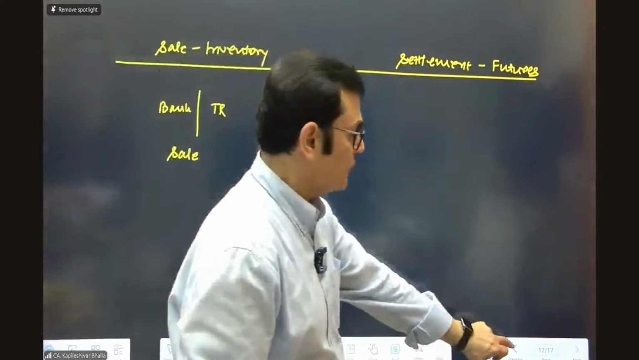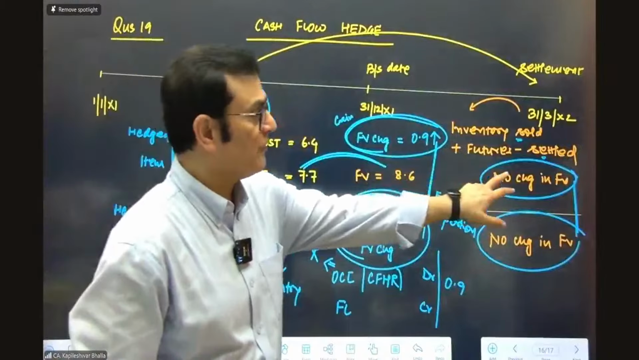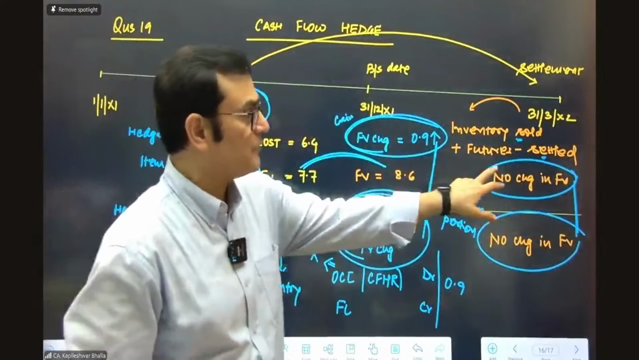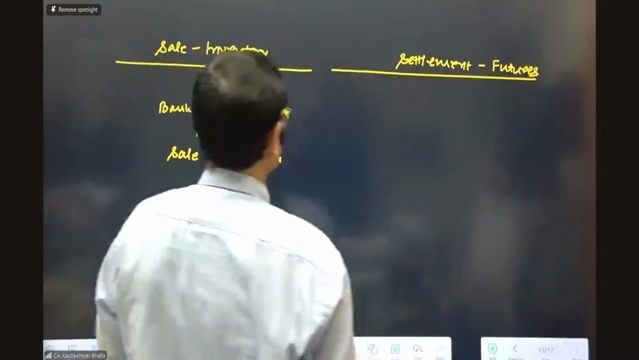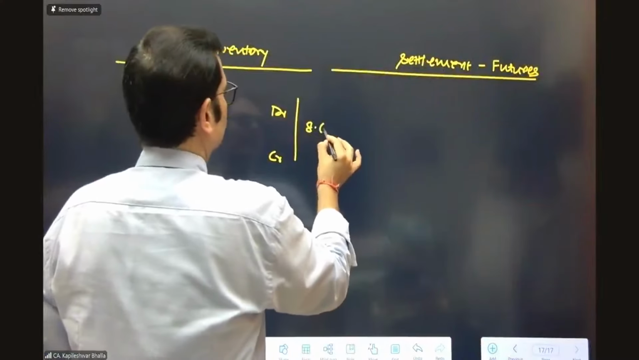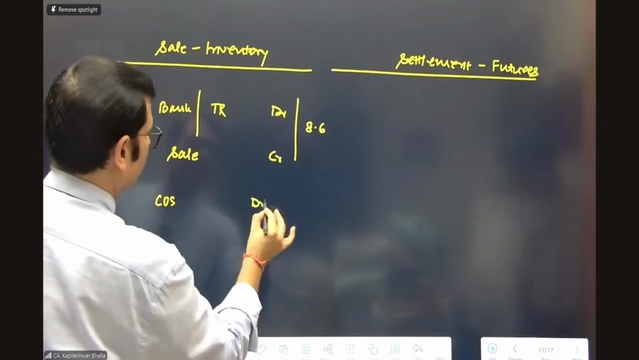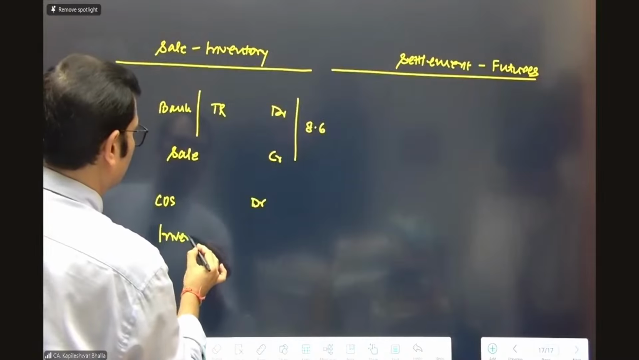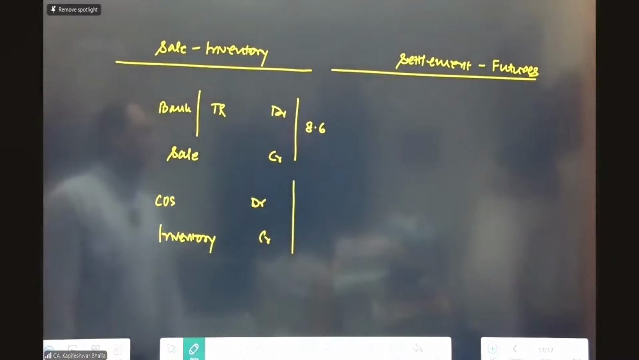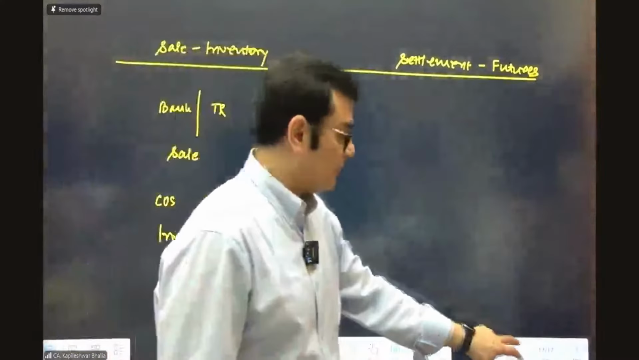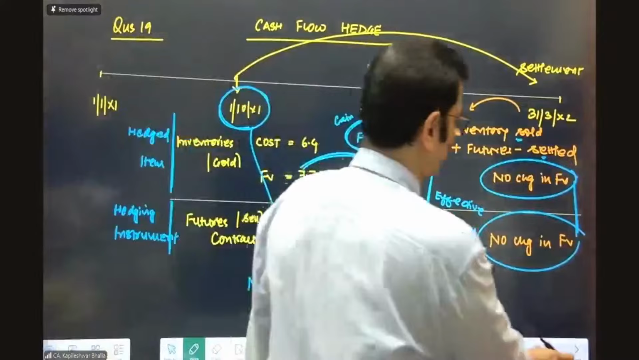The inventory will be sold, of course, at a fair value, and there has been no change in the fair value at the end of the year as well as on the date of sale. So it remains at 8.6. So the inventory is sold at 8.6. We also need to capture the cost of sale as well. The cost of sales will be given a debit and the inventories will be given a credit. And this is going to be with the cost of the inventory sold. And the cost of the inventory is 6.4.